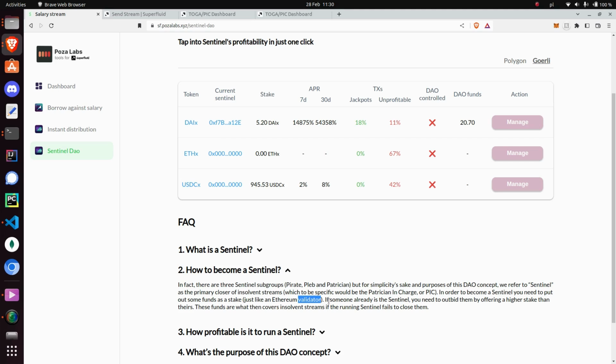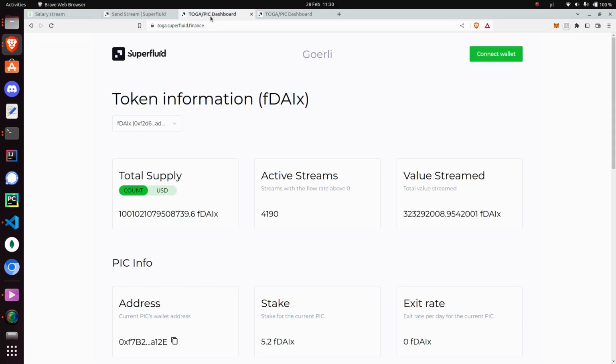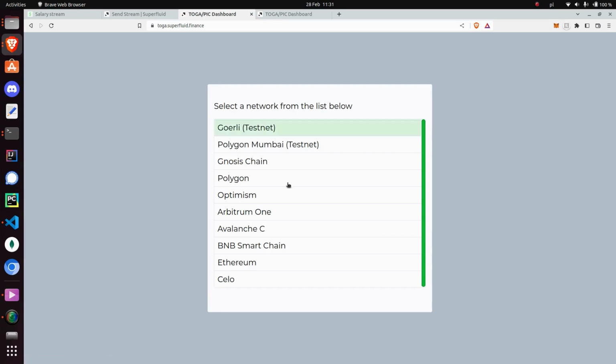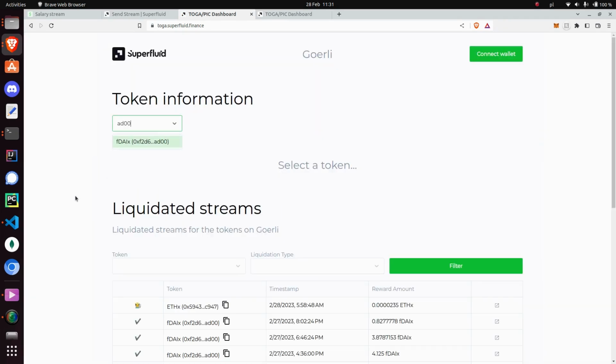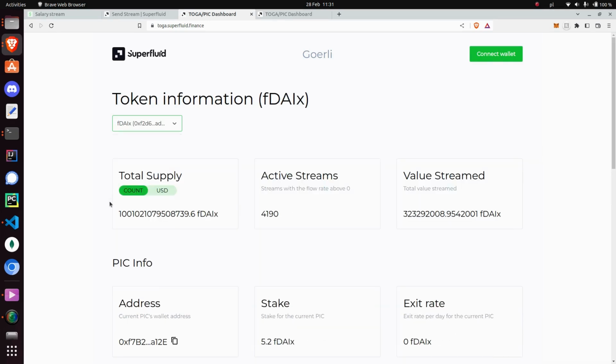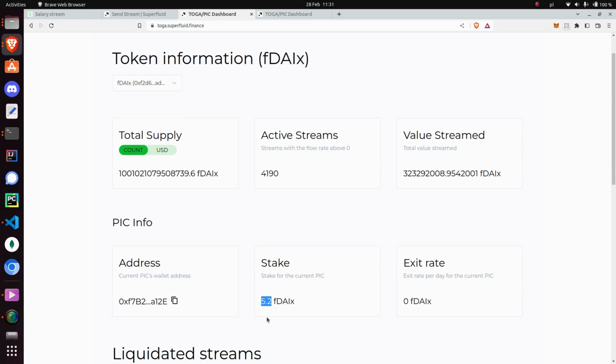And if there is already a Sentinel in place, which is most often the case, you need to outbid them. They have some stake in place, and you need to put up a higher stake than he already has. And to check how that looks and how it works, you can go to toga.superfluid.finance, and you can see this neat dashboard, and it's available for all the different chains that you can find Superfluid on. So let's go to Goerli for now, and let's take a look at the fake DAI token. You can see that the current stake is just $5.